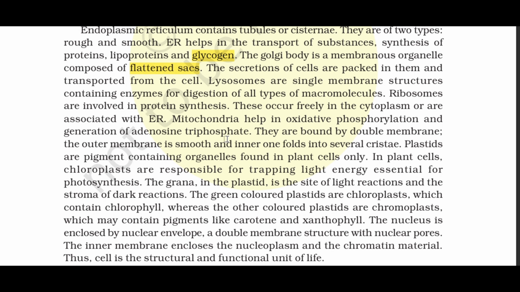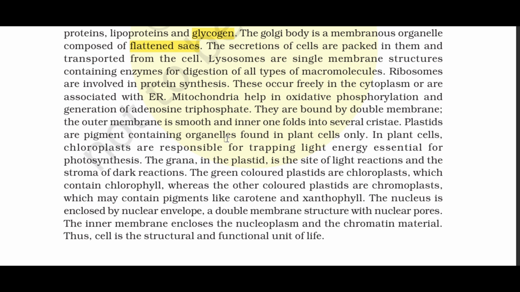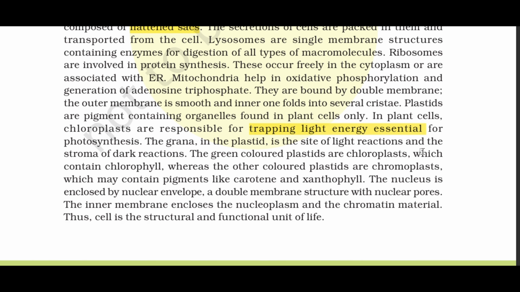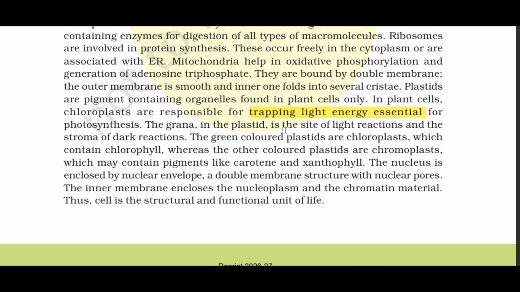Mitochondria help in oxidative phosphorylation and generation of adenosine triphosphate. They are bound by double membrane. The outer membrane is smooth and the inner one folds into several cristae. Plastids are pigment-containing organelles found in plant cells only. In plant cells, chloroplasts are responsible for trapping light energy essential for photosynthesis. The grana, in the plastid, is the site of light reactions and the stroma of dark reactions.